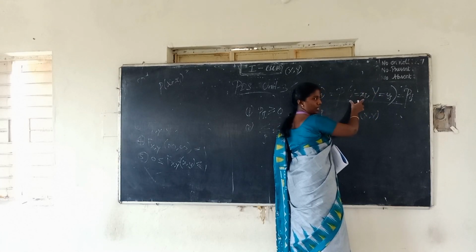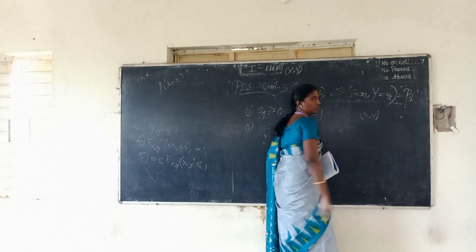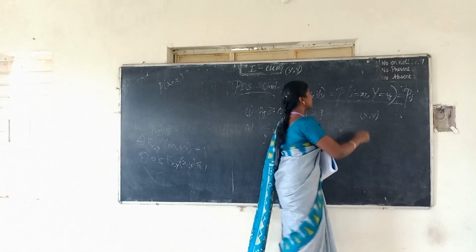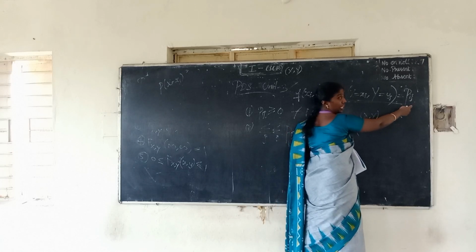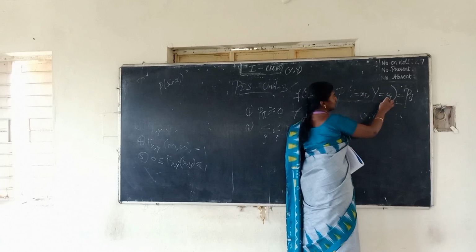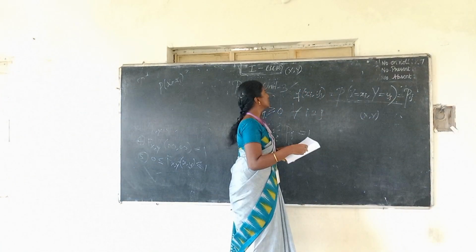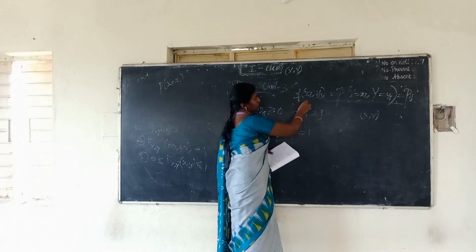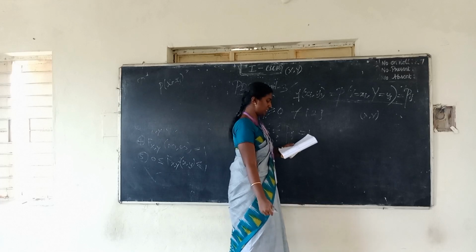X equal to x1, X equal to x2, likewise Y equal to y1, Y equal to y2, like that. We can represent it in the short form Pij. i is the suffix of this value, and j is the suffix of this value. So this is the joint probability mass function of two random variables.